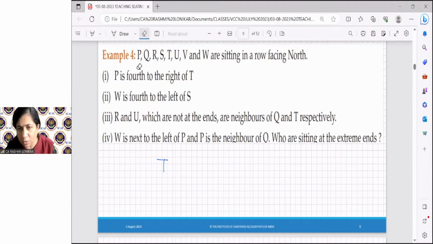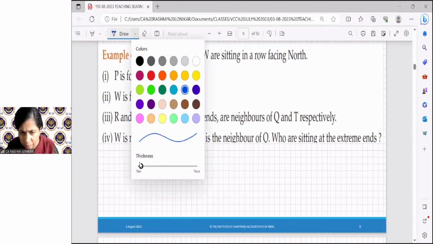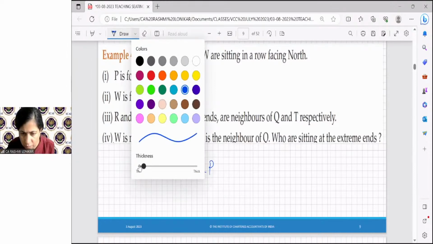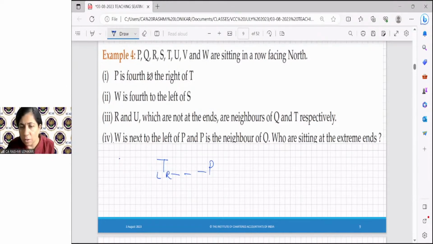They're saying P, Q, R, S, T are sitting facing north. So this is his left and this is his right. P is fourth to the right of T. So this is T, fourth to the right. 1, 2, 3, and fourth, P. W is fourth to the left of S.